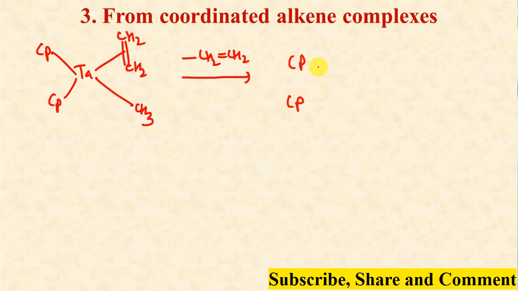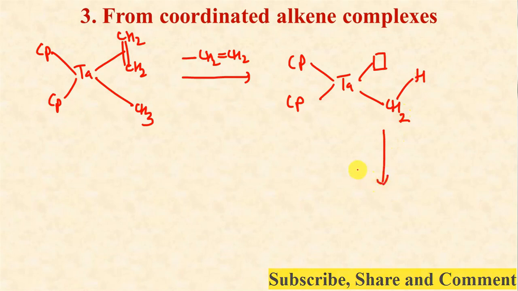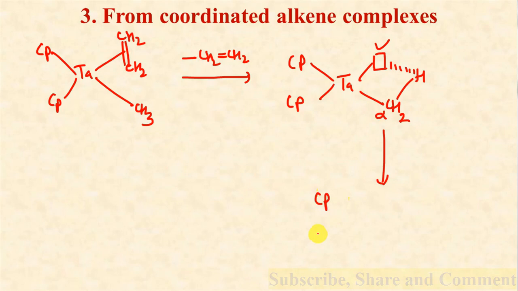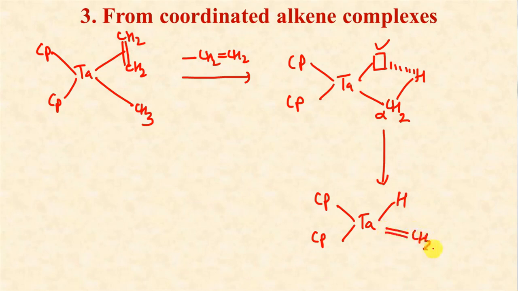So what we will get? We will get Cp, Ta. Here we have now vacant site, and at this situation we have CH3, I am writing 1H separately. Again we are creating a vacant site on tantalum which can interact with now hydrogen atom which is present at alpha carbon atom. What we will get now, the final product will be Cp Ta. Here we will have this H and CH2. So this is Schrock type carbene.